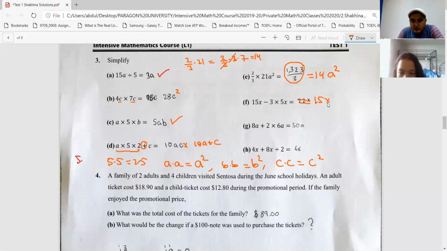15x. What is 3 times 5? 15. 15x minus 15x. What is 15x minus 15x? Zero. That's equal to zero. Next. I don't know why you wrote 15a here. 8a. All right, we have nothing to do here. 2 times 6? 12. 12a. And what is 8a plus 12a? That is 20a. Oh, because I think I did 8a times 6a, and then I added 2.